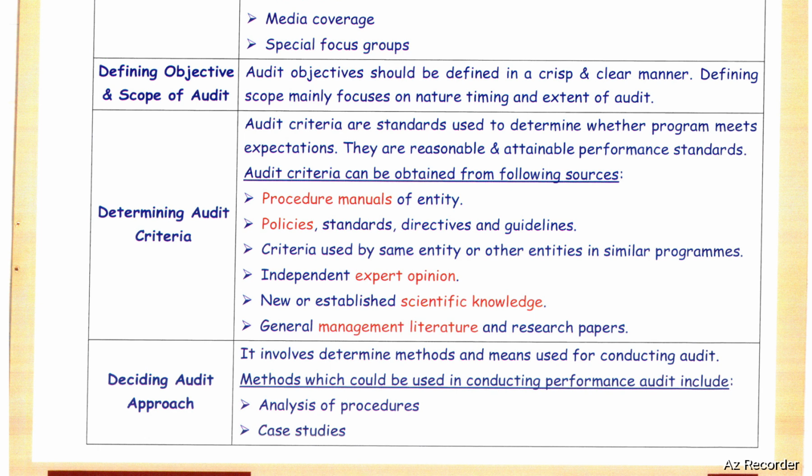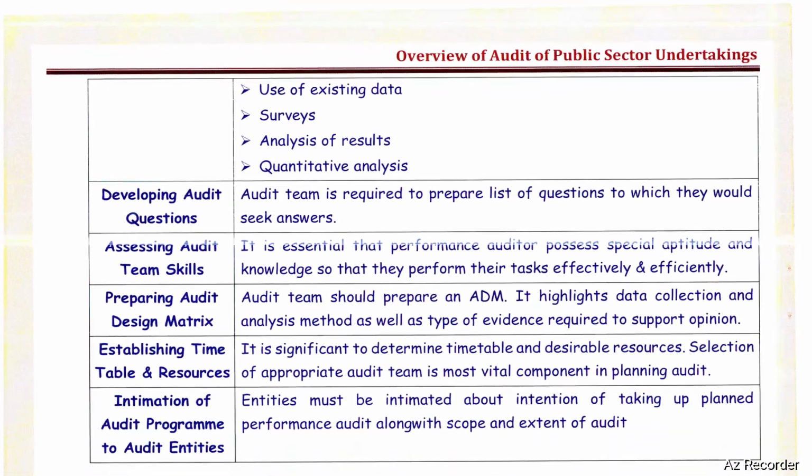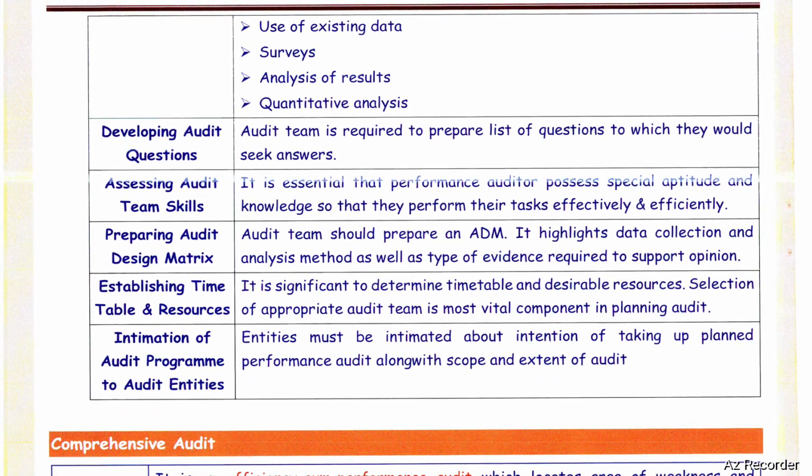Deciding audit approach. It involves determining the methods and means used for conducting the audit. Methods which could be used in conducting a performance audit include analysis of procedures, case studies, use of existing data, surveys, analysis of results, and quantitative analysis. Developing audit questions: the audit team is required to prepare a list of questions to which they would seek answers.